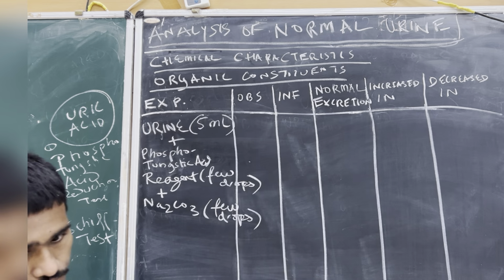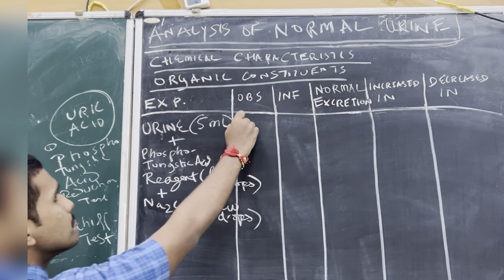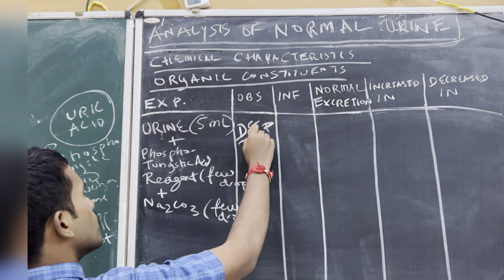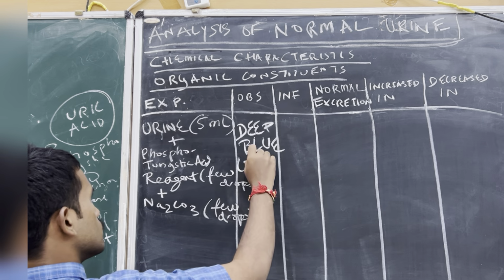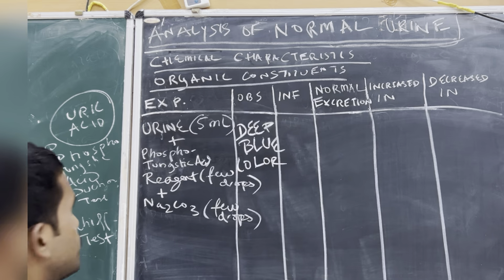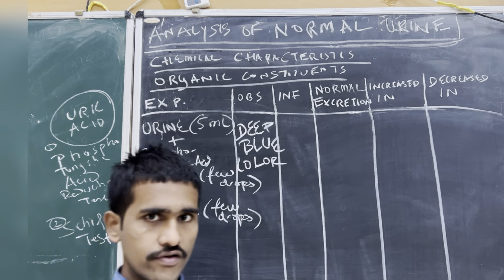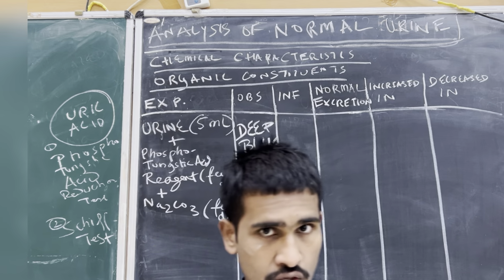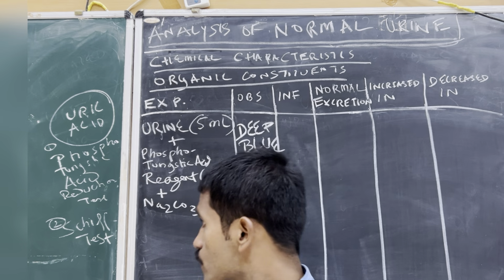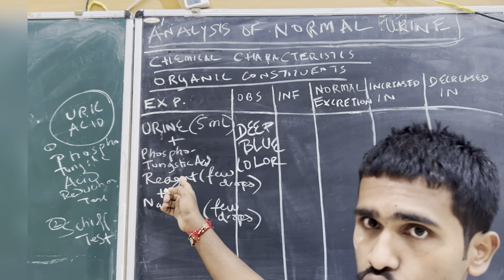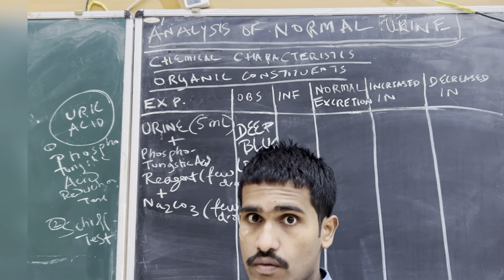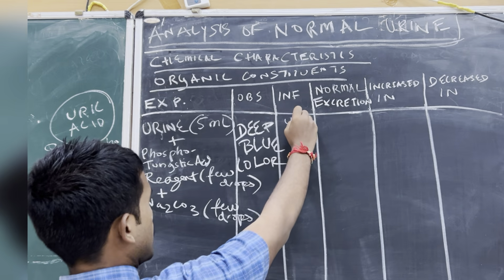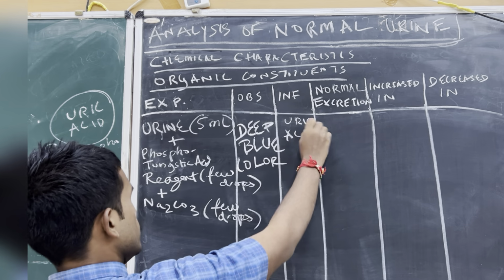So the observation: deep blue color is formed. Why is this formed? Because uric acid has a reducing property. Uric acid will reduce phosphotungstic acid to tungsten blue, hence the blue color. And the inference is obvious: uric acid is present in normal urine.